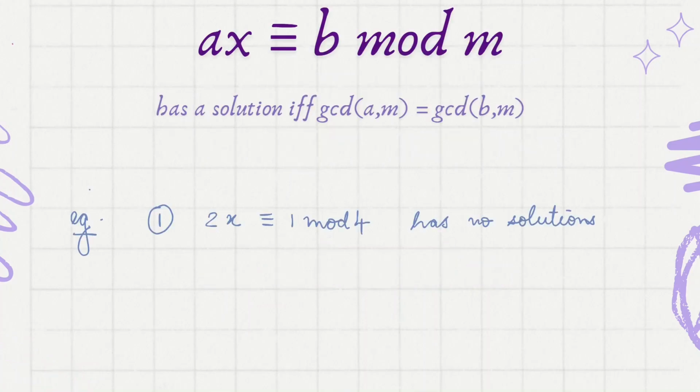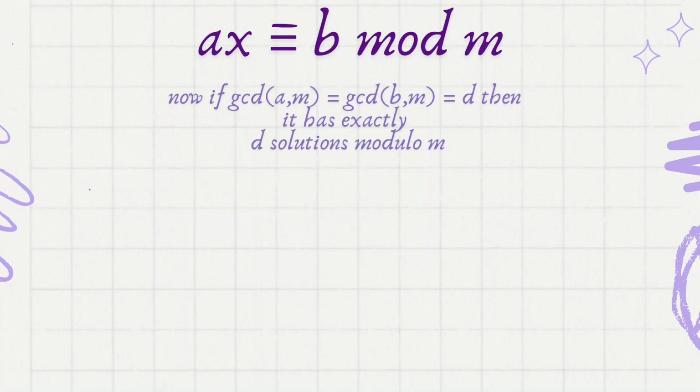This congruence has a solution if and only if the GCD of A and M is equal to the GCD of B and M. Let me recall that GCD is the greatest common divisor. So only when both of them have the same GCD will any value of X exist. The example here: 2x is congruent to 1 mod 4. We see that the GCD of 2 and 4 is 2, while the GCD of 1 and 4 is 1. Because the GCDs don't equate, we can't find any solutions for X.